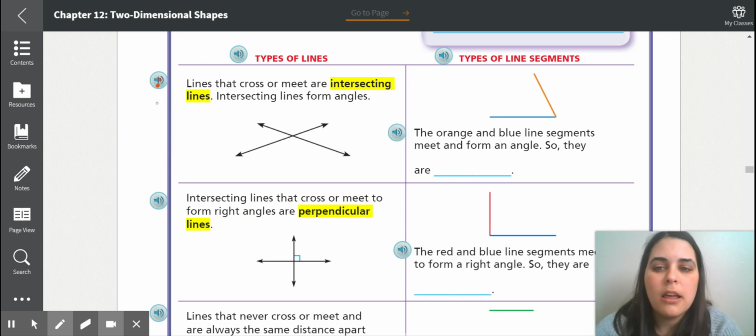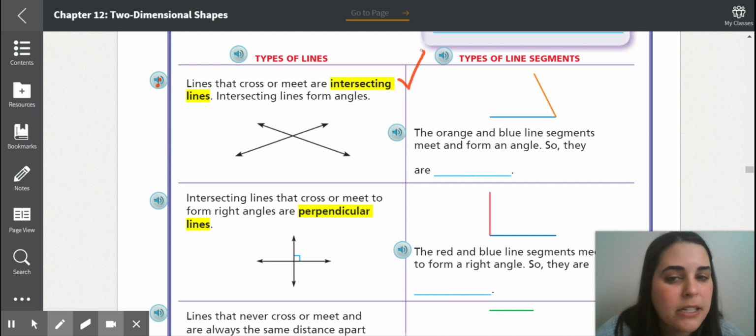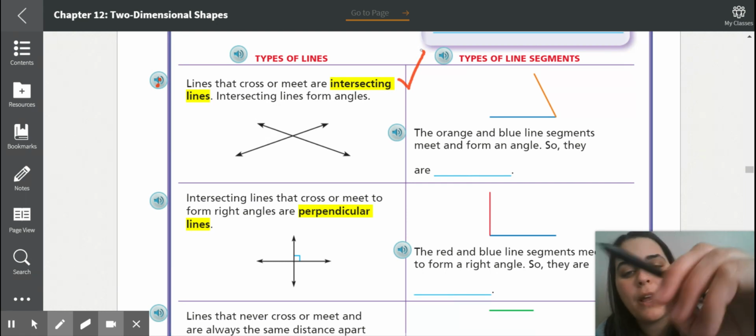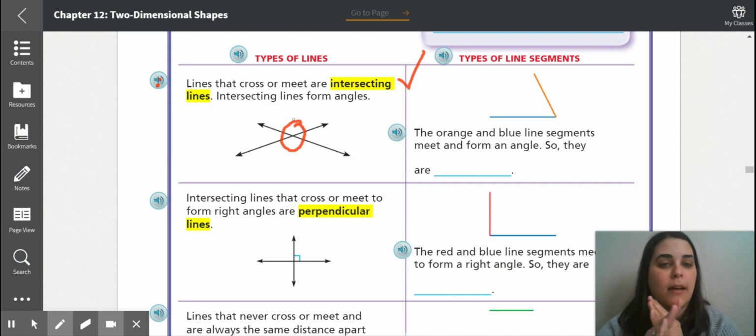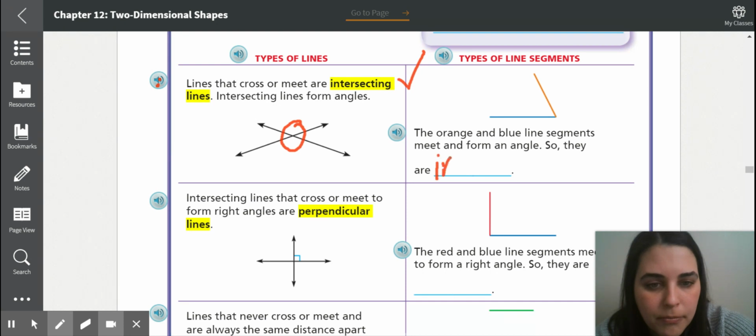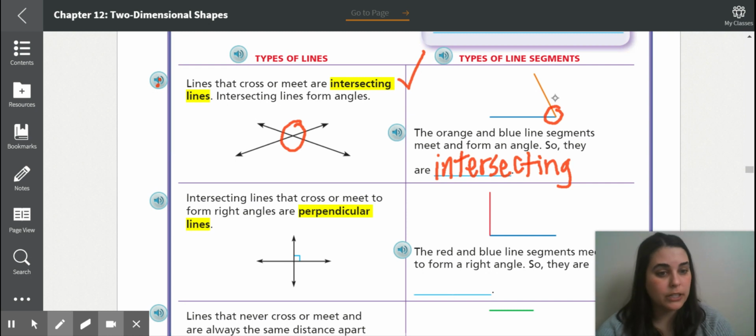And so I'm reading right here. Lines that cross or meet are intersecting lines, and intersecting lines form angles. So these two lines right here, that's where they cross, and so that's where they make an angle. Okay, so the orange and blue line segments meet, they form an angle, so they are intersecting. That's where they meet, they touch, they're called intersecting lines.